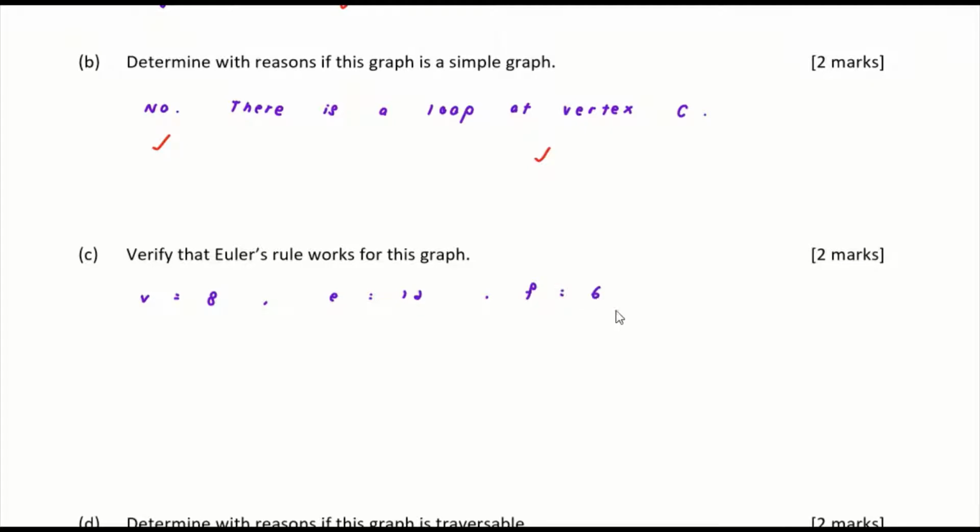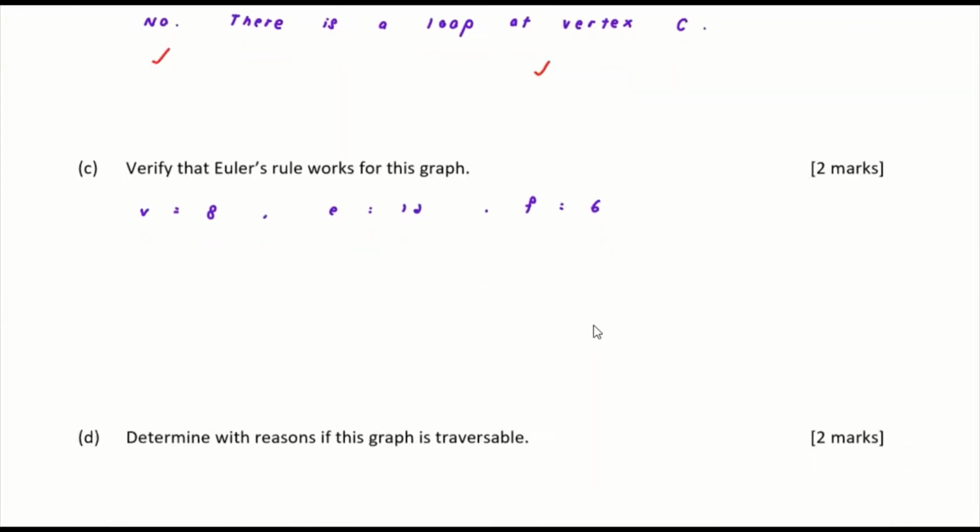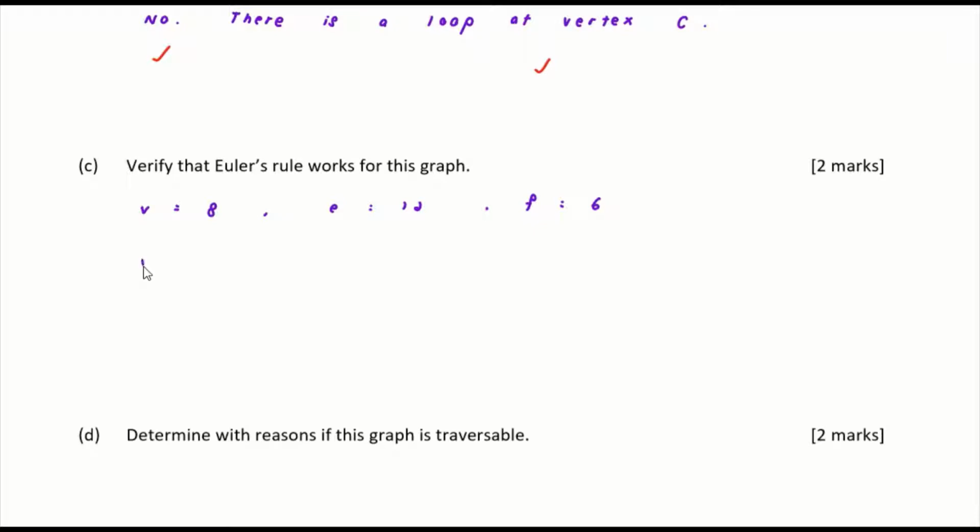After you have stated everything, only then do you verify. We are doing it by V plus F minus E. In this case, we have 8 vertices, plus 6 faces, minus 12 edges. Make sure you write down everything in full, then you can write down some working: 14 minus 12, and this is how you get 2. This is how you prove it.